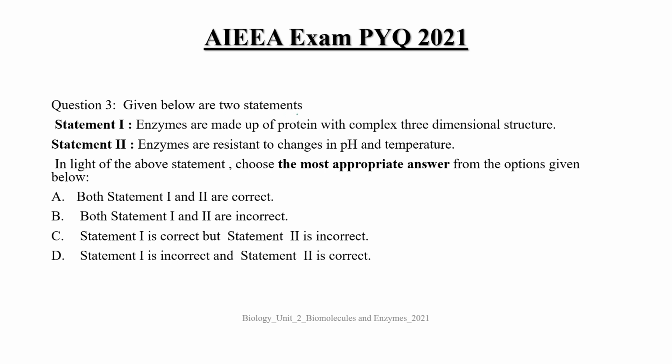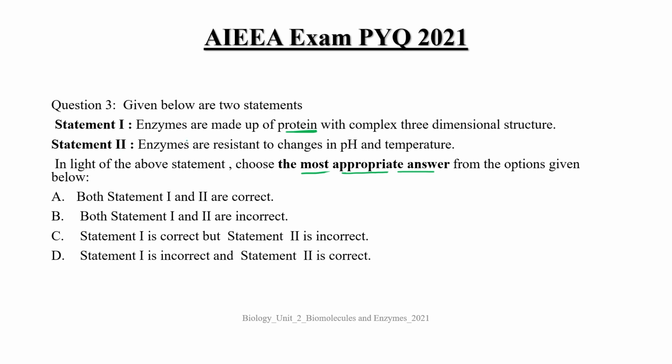Given below are the 2 statements, statement number 1 and 2, and we have to read both the statements and choose the most appropriate answer from the options below. So first we have to read out the statements. In statement 1, they have mentioned that enzymes are made up of protein. Yes, this is true. Enzymes are made up of protein with complex 3-dimensional structure. So this statement is 100% correct.